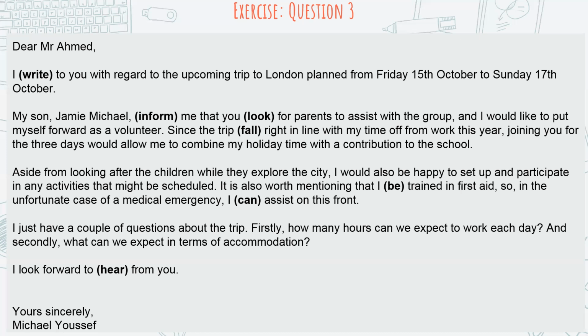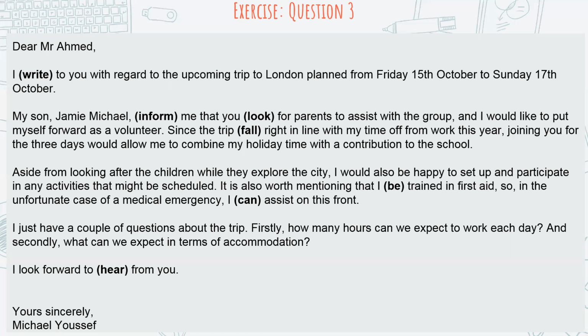Should I say "informed me" in the past simple? No, because it has to do with the present time. So we must use the present perfect simple: "has informed me" that you look for parents to assist with the group. Look, no. Here we have to use the present progressive tense, because the head teacher is looking right now.